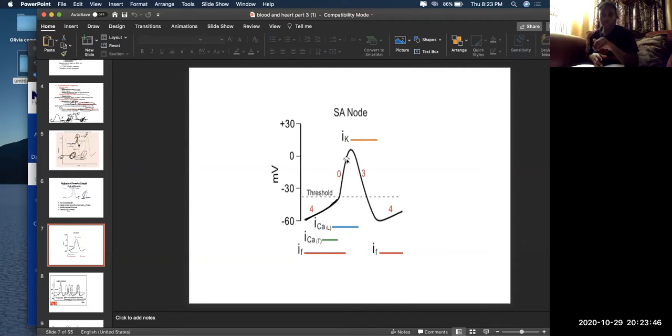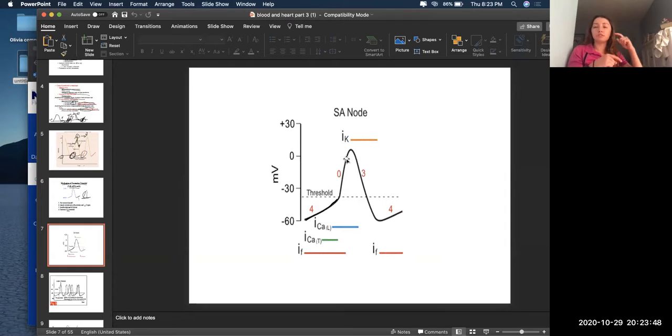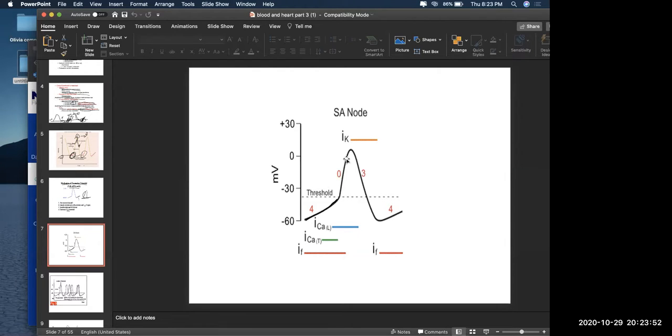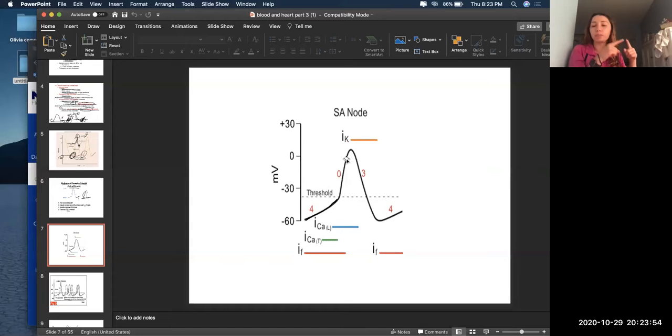So after the depolarization happens, yes, contraction. Via the gap junctions, what these nodal cells are doing is spreading the depolarization to the specific contractile cells that do contract the heart.